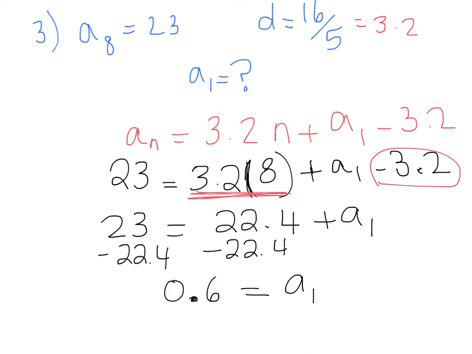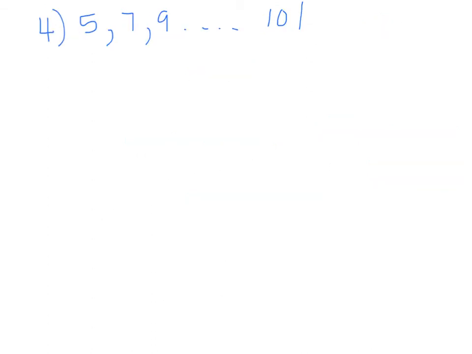Alrighty, so how do you figure out a sub 1? Well, you still need the explicit formula. Alrighty, let's do number 4. Question 4 looked like 5, 7, 9, and then it's going on to 99, and then 101, and it looked like an arithmetic pattern. They are adding 2, so d is 2, and a sub 1 is 5, and they want to know how many terms are in that sequence or series.